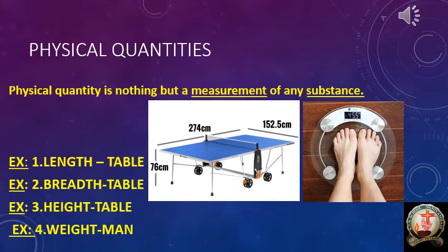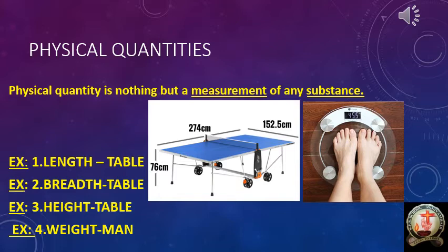And the second measurement of the table is breadth. How much is the breadth of the table given in the tabular form? 152.5 centimeters. That is another measurement of that table. So here the breadth is 152.5 centimeters. This is also one of the measurements of the table.